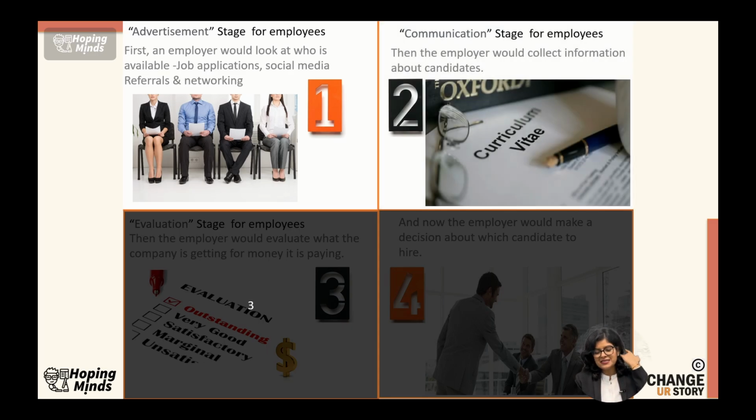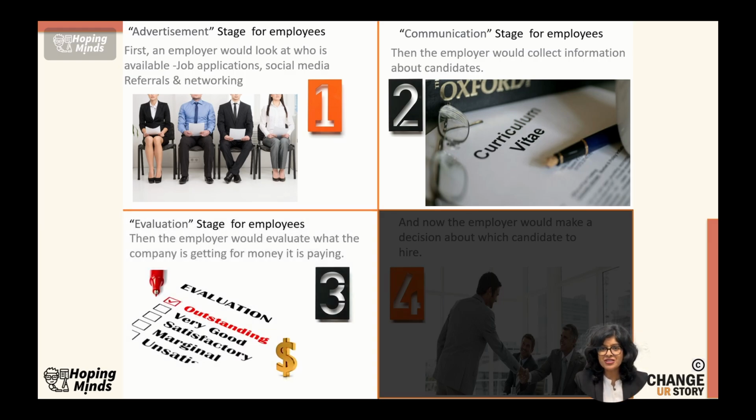What is the second stage? Communication stage. Here the employer would collect the information about the candidates, isn't it? The employees, people like you and me, the candidates, we go and apply, we write the information and we communicate the value, or we send the resume. That's the communication stage, and the employer collects that information about the candidate, right? So far so good? Fair.